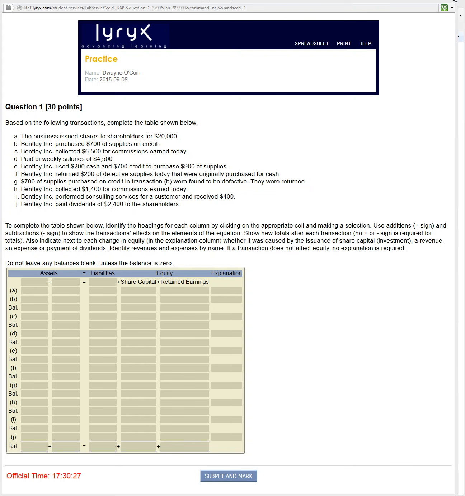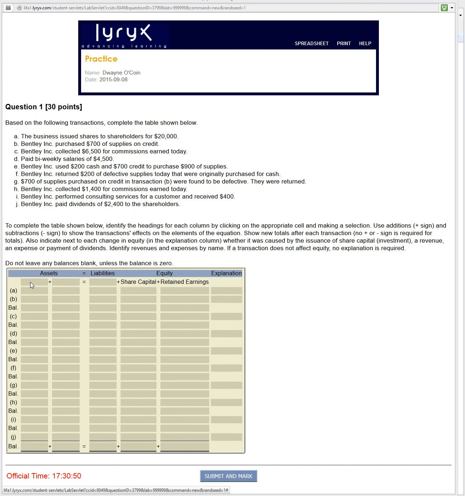Welcome back. This is Lab 1.5, Business 253, and this is question number 3 in Lab 1.5. We're recording the transactions that are listed in the table below into the accounting equation shown here. So the first transaction, the business issued shares to shareholders for $20,000.